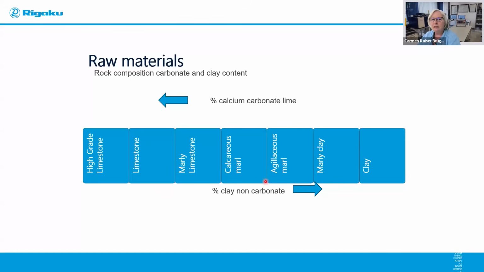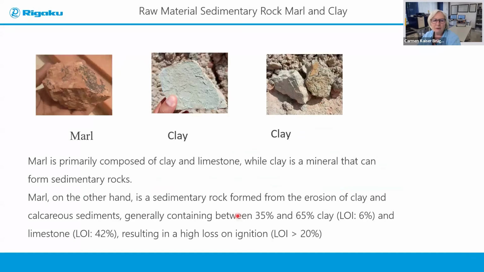So is it a calcium carbonate lime, or is it a clay, a very high percentage of clay that's non-carbonate? Here you can see some very nice examples of one quarry, and in the one quarry we can mine these different rocks, and you can see from the different colors that they are completely different in composition, of course. So this is a pure marl, which is primarily composed of the limestone and the clay.